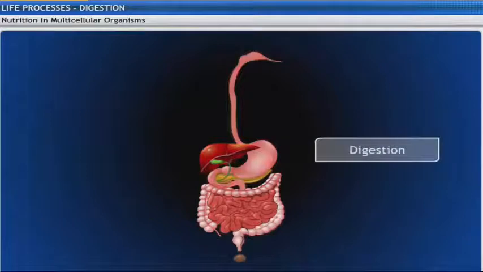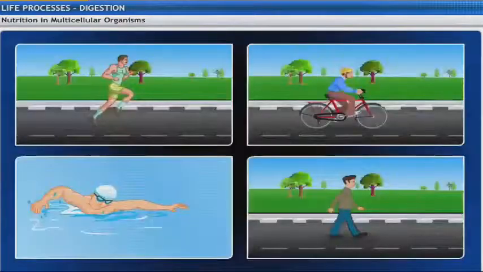This process of breaking down of complex food material into simpler form is called digestion. This digested food is absorbed by the body cells that provide fuel to live, the energy to work, and the raw material to build new cells.